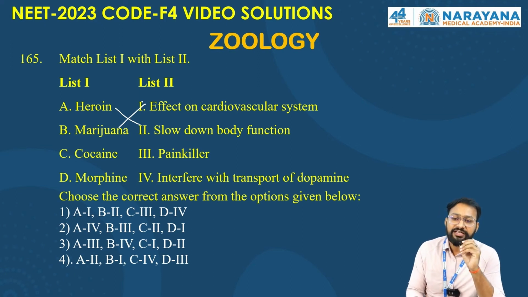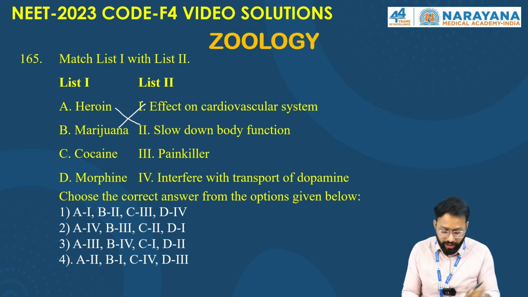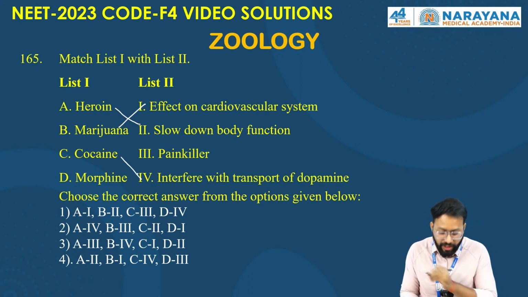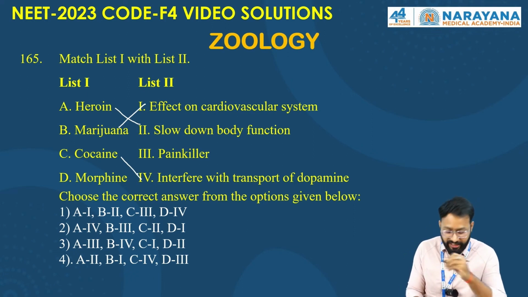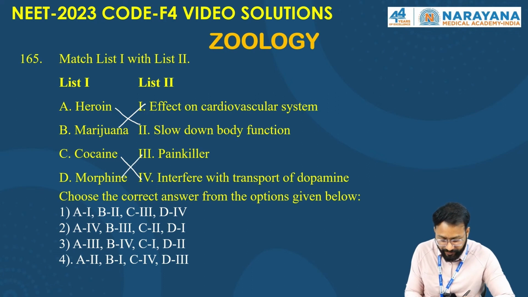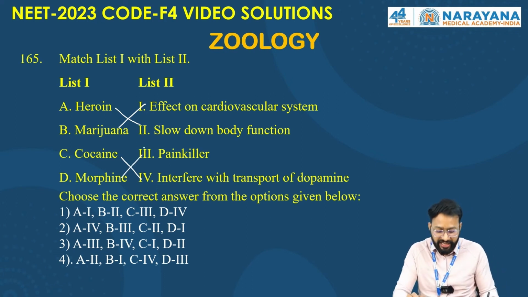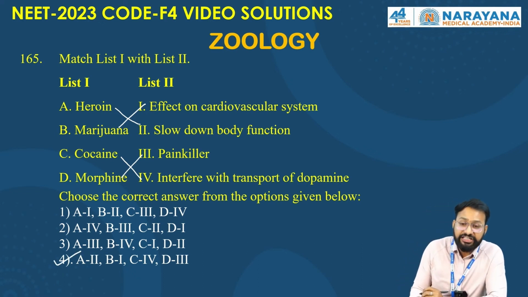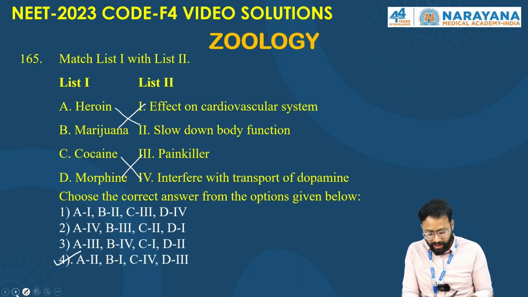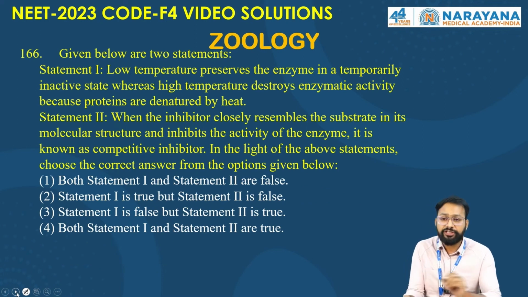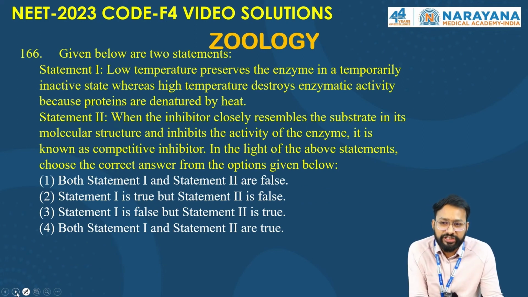Cocaine is a coca alkaloid. It interferes with the transport of dopamine. Morphine, again an opioid, is a type of sedative and can be used as a painkiller. So the correct option should be A, 2; B, 1; C, 4; and D, 3. Option number 4.